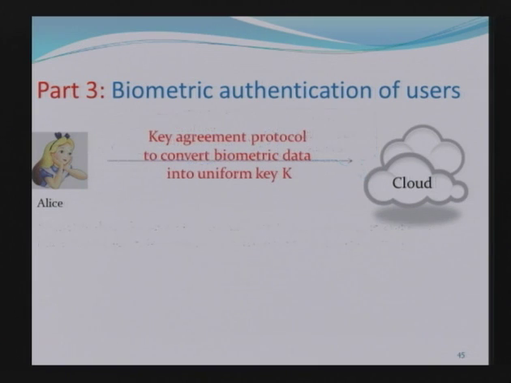And so what would be nice is if Alice and the cloud can run some key agreement protocol to take this biometric data and convert it into a uniformly random key. Then they can use their favorite crypto primitive. So the question is, how do you translate data that only has some entropy into a uniformly random stream?